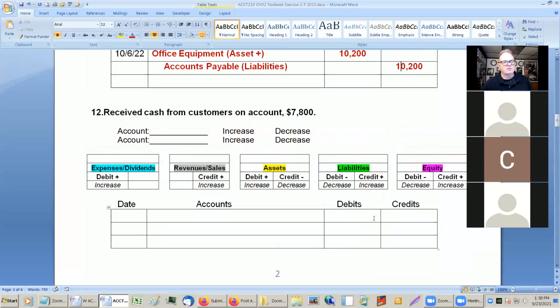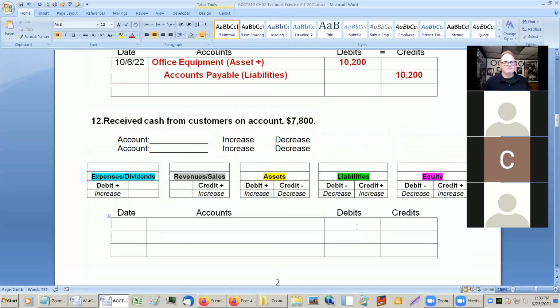Okay, this will be our last one we do. Receive cash from customers on account. Is it cash and accounts receivable? Yes and yes. Yeah, so this is when they owe us, right? Somebody's paying us. We receive the cash. So we have cash.